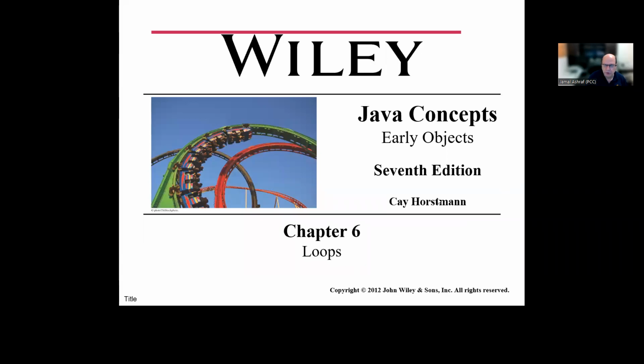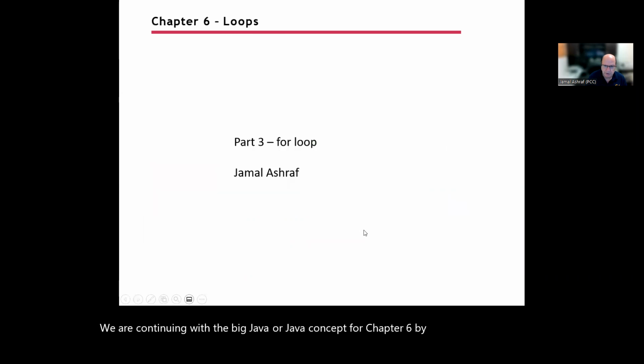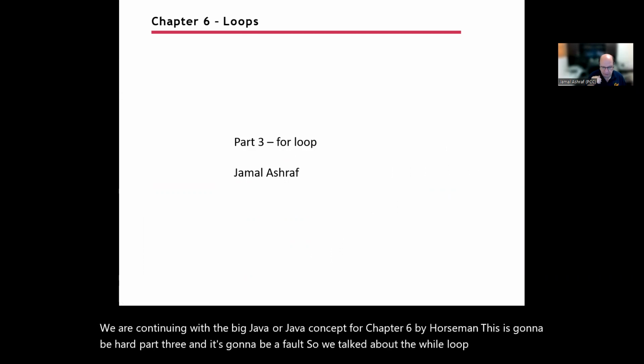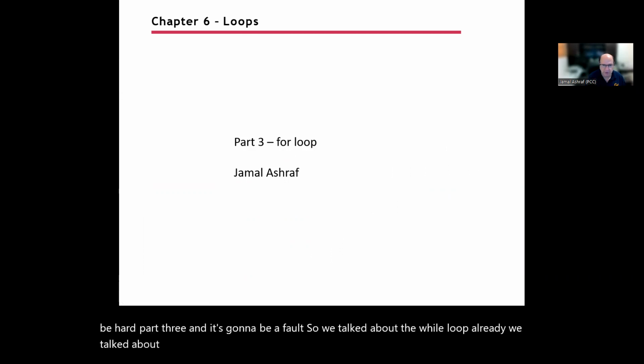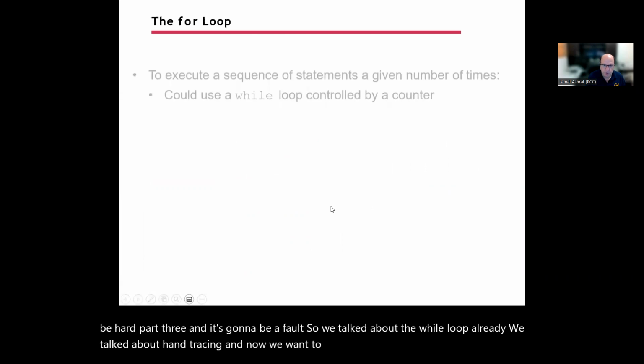Okay, we are continuing with the big Java concept for chapter 6 by Horstmann. This is going to be our part 3, and it's going to be the for loop. So we talked about the while loop already. We talked about hand tracing, and now we want to talk about the for loop.